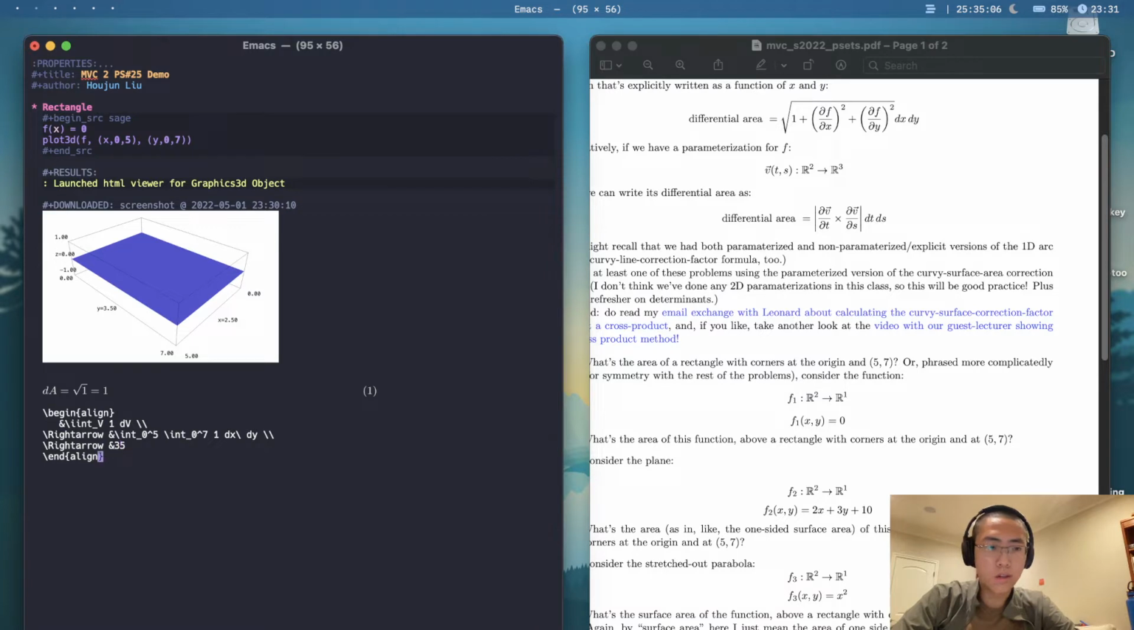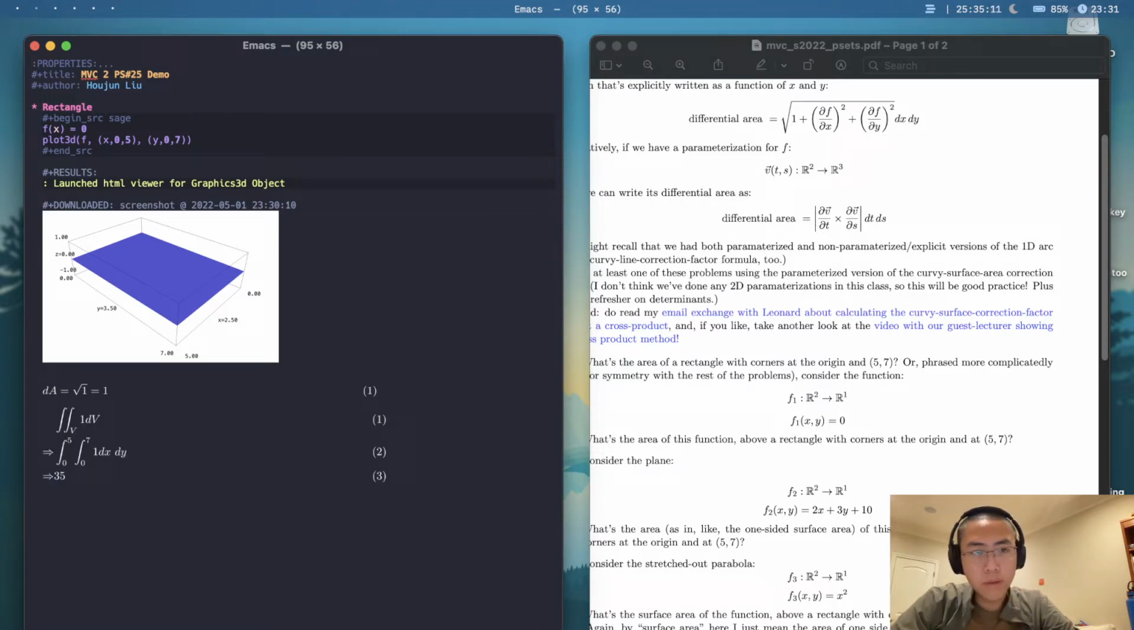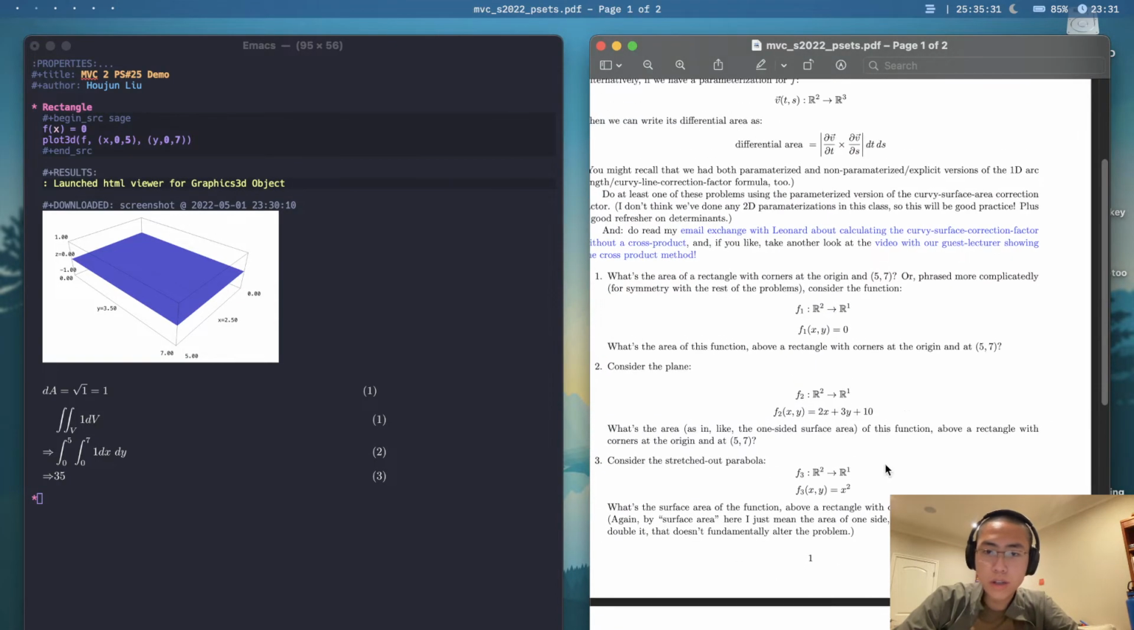Okay, so this one is shockingly bland, but all you're doing is adding up the differential area of 1 dV, which is 1, and 1 times dV is 1 dV, and that's just 5 times 7 given the two bounds, so nothing special there. That's the first problem. Okay, moving on.